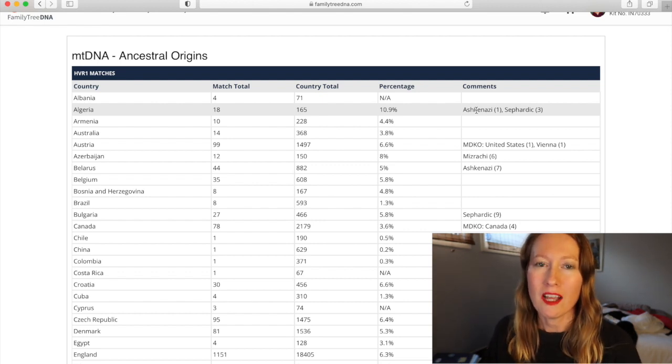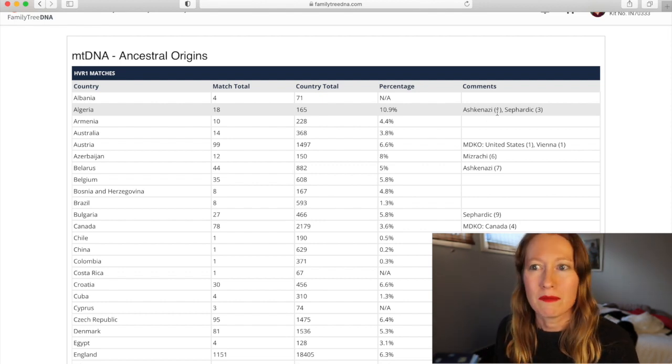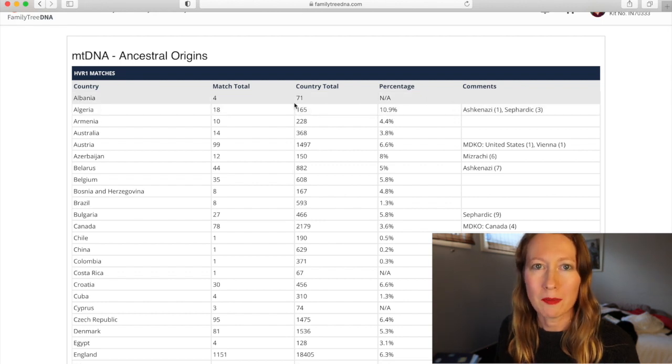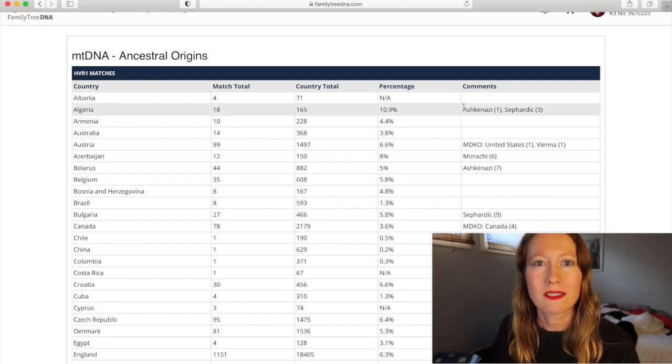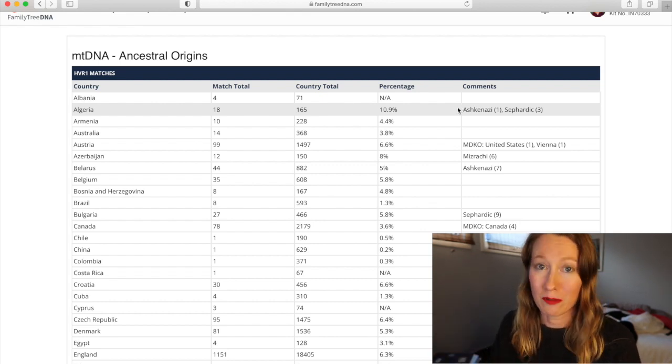Me personally, I don't have any known Jewish ancestry. I'm pretty sure I don't have any, or if I do, it's very remote. So this isn't telling me that I'm Jewish or that I'm Algerian. It's just telling me that I share a maternal haplogroup with some of these people. So it means somewhere in the very, very, very far distant ancestry, we share a common ancestor. But that could be, you know, it could be recent or it could be an extremely long time ago.